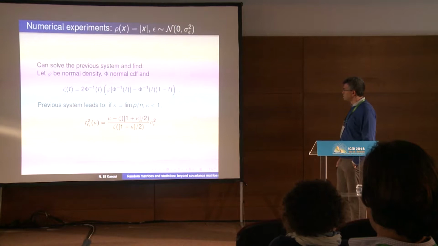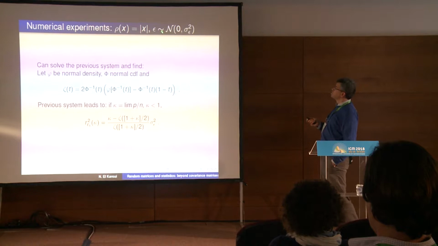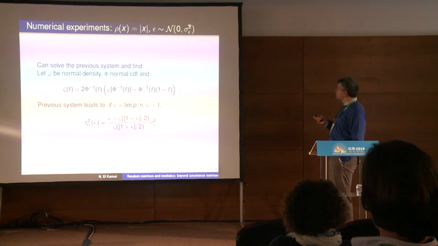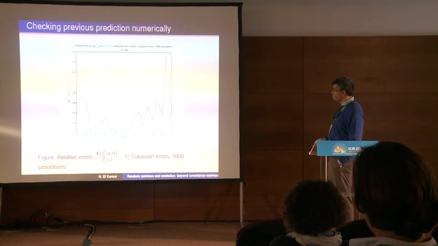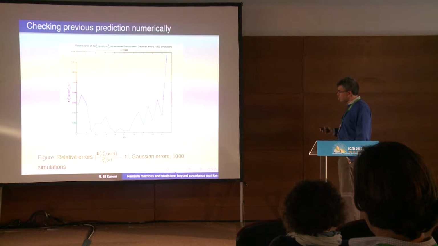Just to check that we were not doing complete nonsense, we solved the problem when we use L1 regression, the errors were Gaussian, and the thing is solvable in closed form, there's a formula, and this is relative error. So now we did simulation compared to our predictions, and the relative error is like 6 × 10⁻³, so it seems to make some numerical sense, at least.